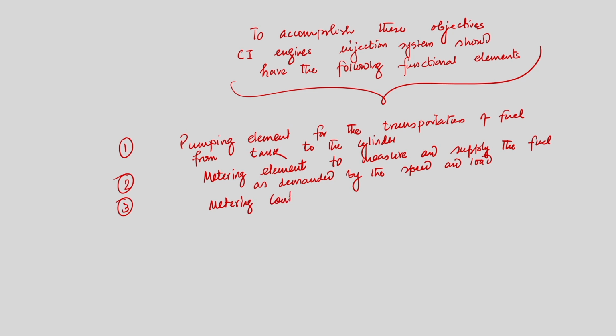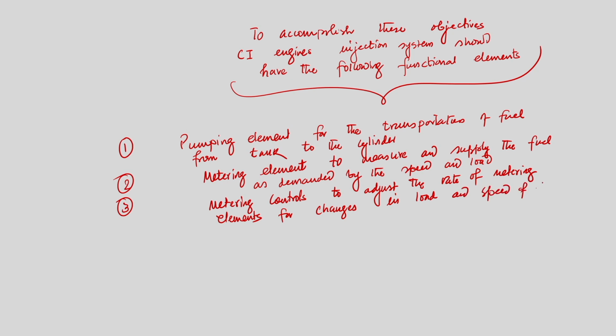Number 3 is metering controls to adjust the rate of the metering elements for changes in load and speed of the engine.